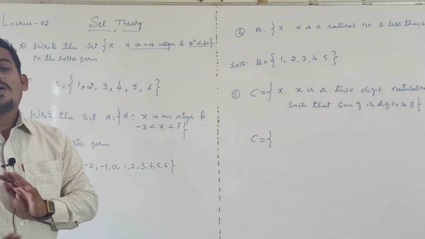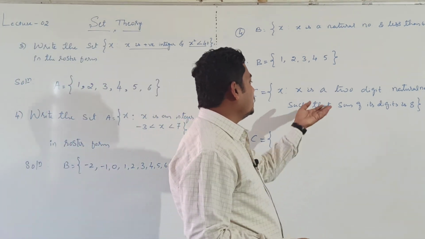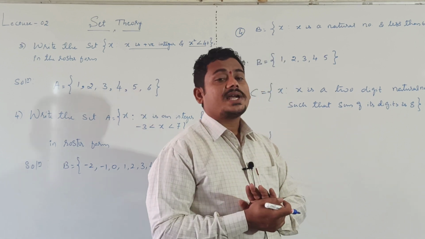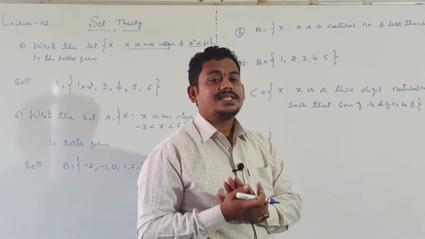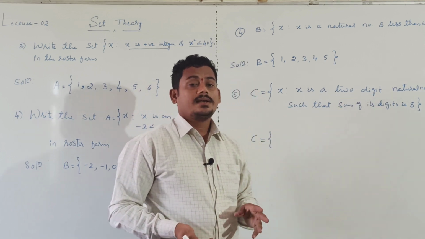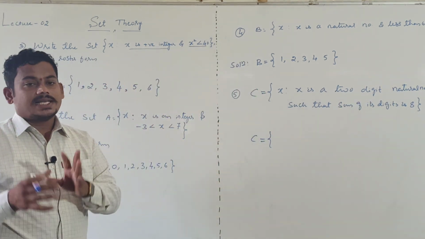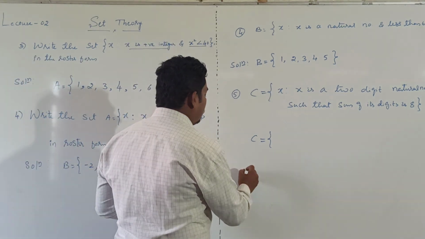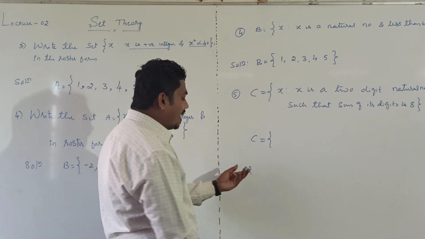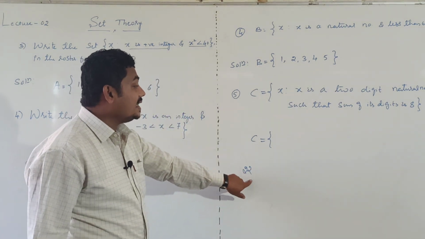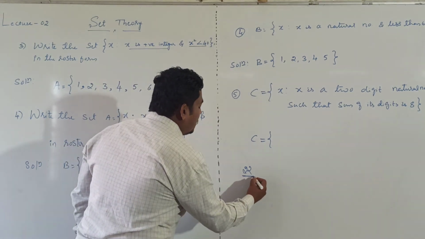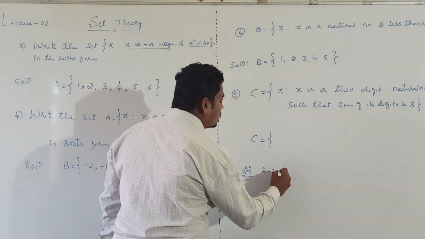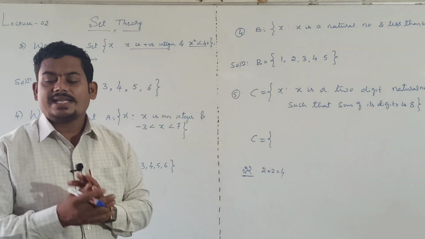They have given a common property possessed by each element of the set. X is a 2-digit natural number, it is one property. And one more condition they have given, not only a 2-digit number, the sum of digits should be equal to 8. Means sum of 2 digits. If you take 22, clearly it is a 2-digit number, but the sum of the digits, 2 plus 2, is not equal to 8.